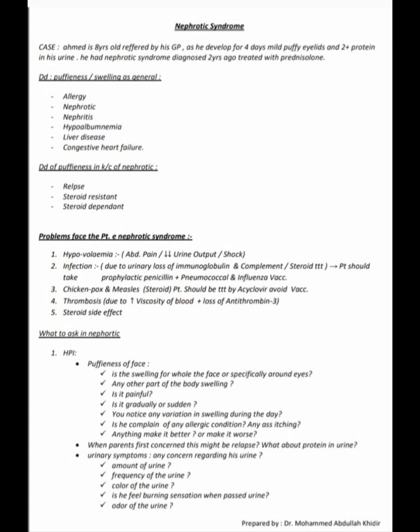So, nephrotic syndrome history. The case is Ahmed, who is 8 years old, referred by the GP as he developed four days of mild puffy eyelids and 2 plus protein in his urine. He had nephrotic syndrome diagnosed 2 years ago, treated with prednisolone.